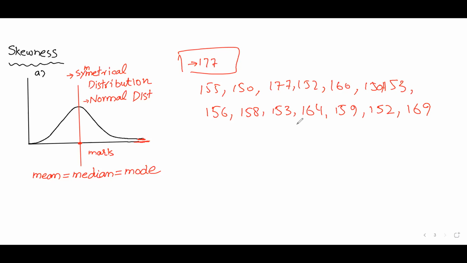So let's say which is the lowest. Let's say the lowest one is 150. Okay, what is the highest? Highest is 177. 177 is the highest.